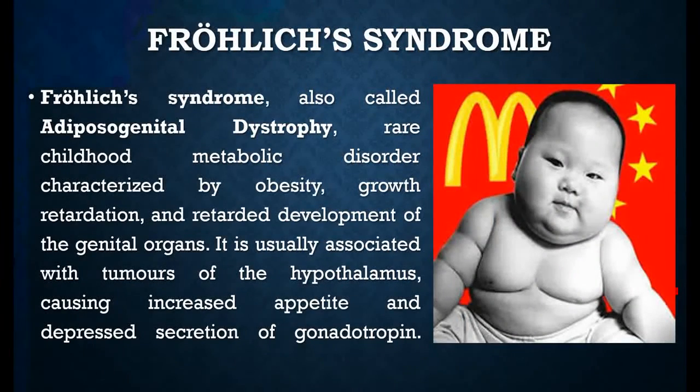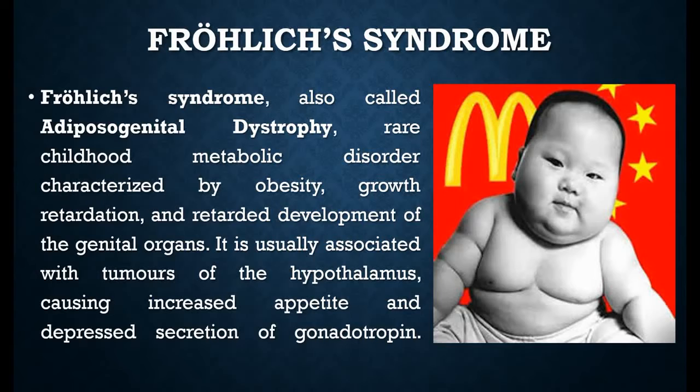Next is Froehlich's syndrome, normally known as adipose-genital dystrophy. It is again a rare metabolic disorder, but specifically a problem of early childhood. The problems are basically obesity or growth retardation, and the third one is retardation of growth of the genital organs. It is associated with tumors of the hypothalamus, which cause increased appetite in children, which leads to obesity.